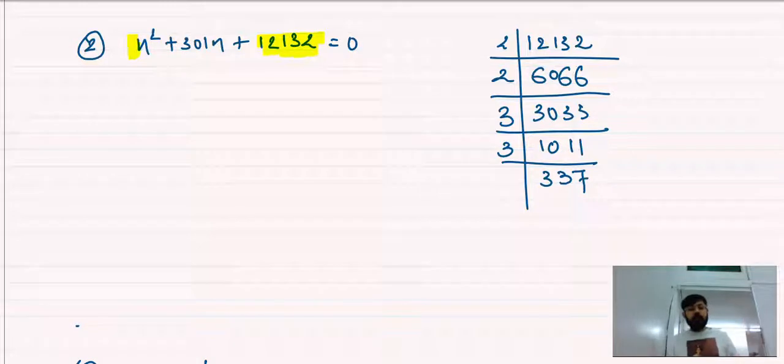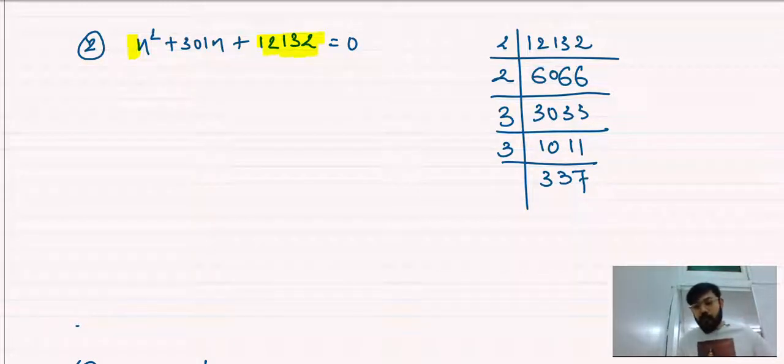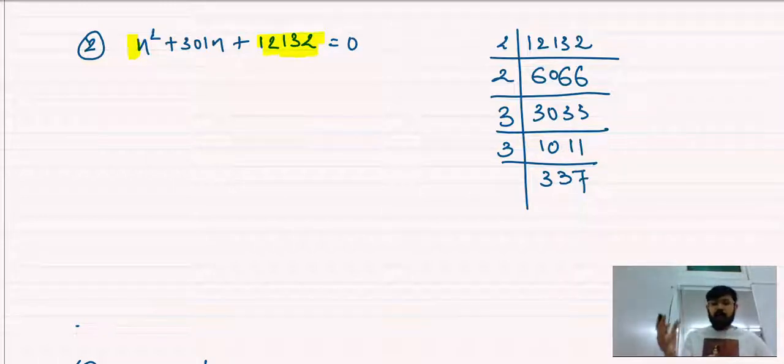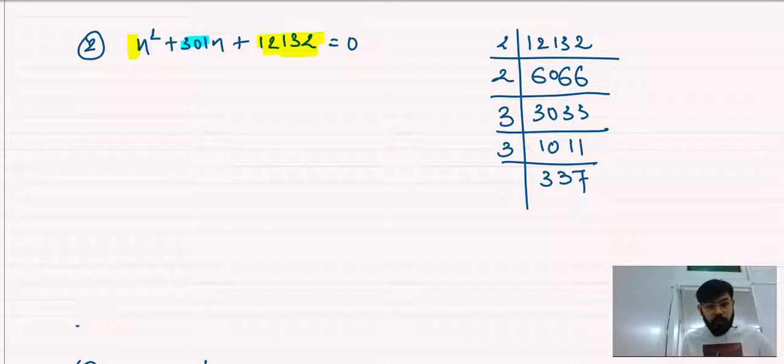Okay, now 337, the number itself looks like a prime number. I don't seem to find any factors for this number instantly when I look at it, but still you can try dividing it by higher prime numbers. But don't waste your time if you cannot do that, because look at the coefficient over here of n, the coefficient of the middle term.